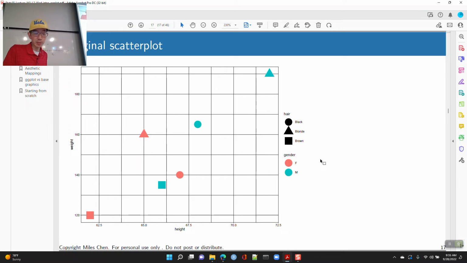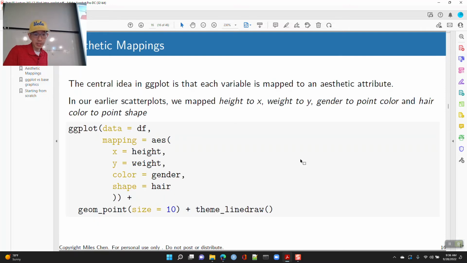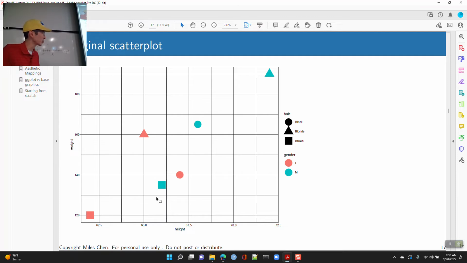So again, here's our scatter plot. And we could change some of these mappings. Right now, I have the gender of the people in our data set mapped to the color, all right? And I've got the hair color mapped to the shape, right? And again, this is just a tiny little data set of 6 people, where in our data set, we only had 3 hair colors represented. We only had 2 genders represented. And again, with larger data sets, you're probably going to need more categories to be able to represent everybody, okay? But this is what we have. We have gender mapped to the color, and we have hair mapped to the shape.